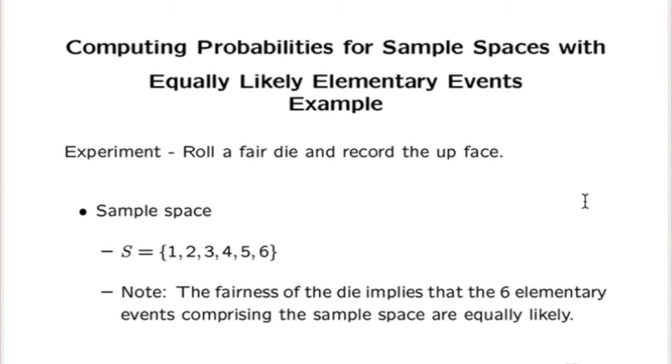Now, the next example, we're going to consider rolling a fair die and recording the up face. So again, we're assuming that the die is fair. We've looked at this example in terms of finding the sample space. The sample space consists of those 6 values, those 6 possible outcomes. In this case, it's a much more direct result to see that the fairness of the die implies that the 6 elementary events comprising the sample space are equally likely. So each of these possible results has a probability of 1/6.